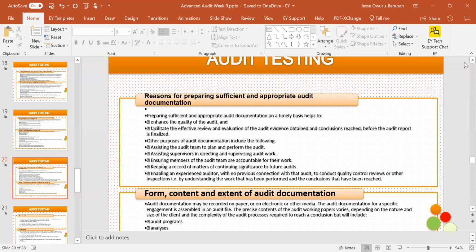Think about audit documentation this way, right? Think about audit documentation as a manual. A manual helps you to operate your TV. So the audit documentation has literally everything that was done to audit a particular balance. You can pick that documentation and go through it to understand the thought process of the auditor and what the auditor was trying to achieve.